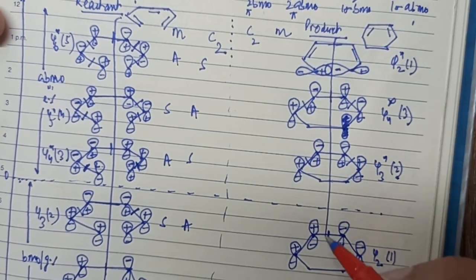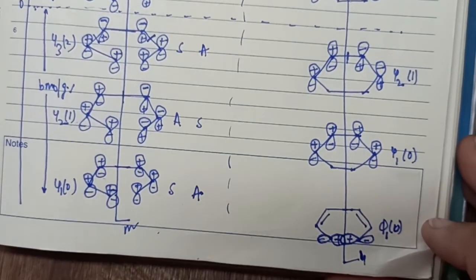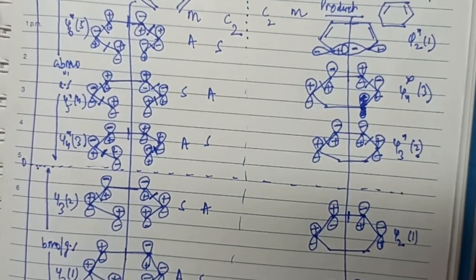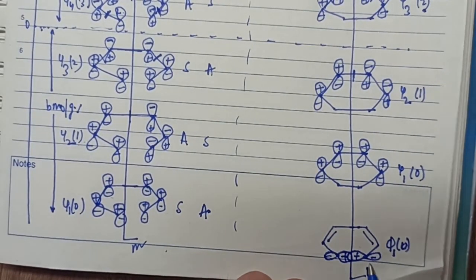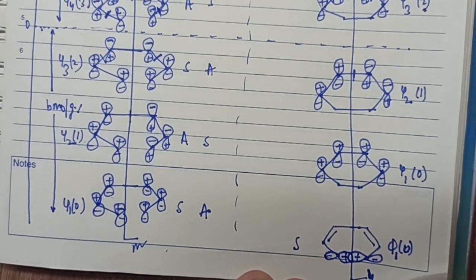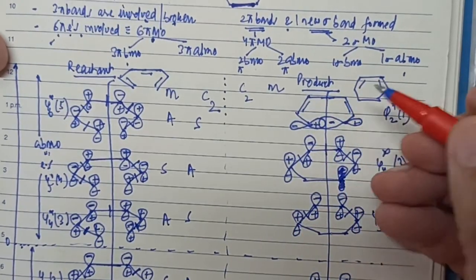So this should be the mirror plane, right? And if you look at the mirror plane, this orbital, positive is encountering positive, therefore it should be symmetric. If this sigma orbital is symmetric, sigma anti-bonding should be anti-symmetric.